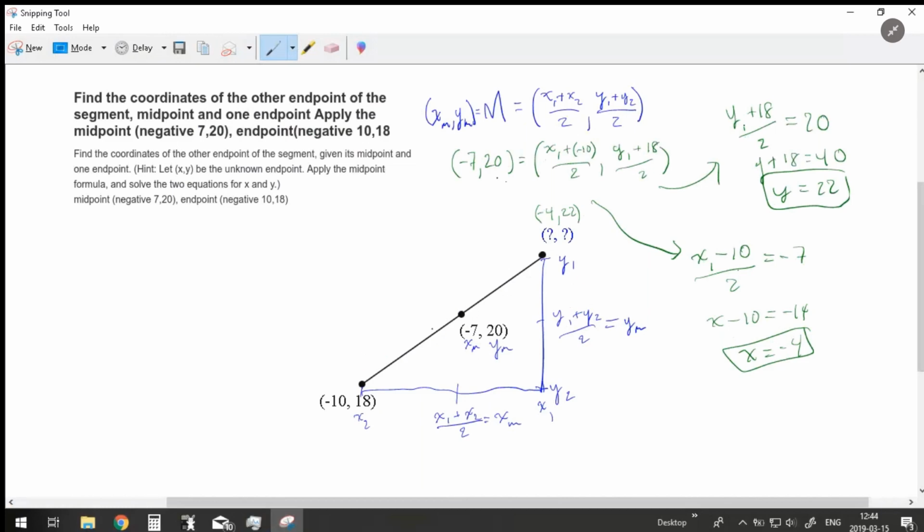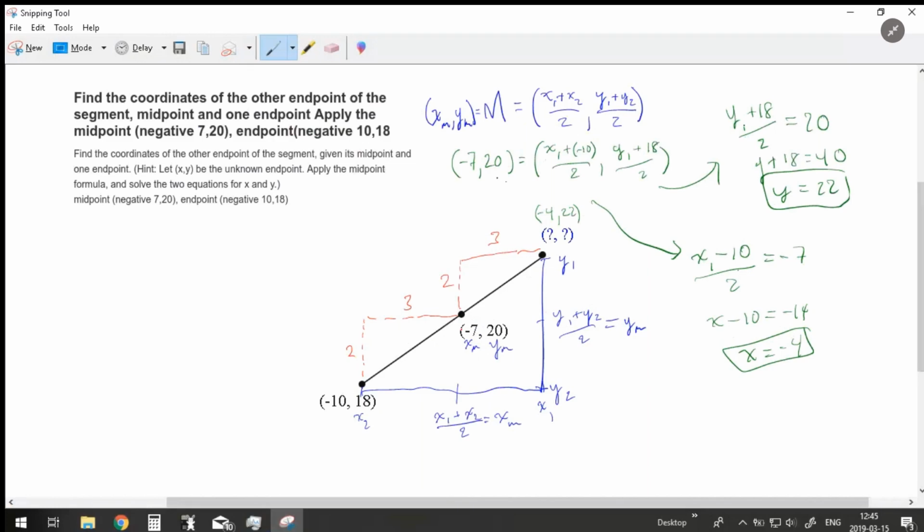Think about slope. It's a line after all. It's a type of line or a line segment. So it's going to have a slope. And if I figure out what the rise is to get from 18 to 20, I go up by 2. And then how do I get from -10 to -7 on x? Well, I go over by 3. Then the same is going to be true here for this coordinate. I'm going to go up by 2 and over by 3.